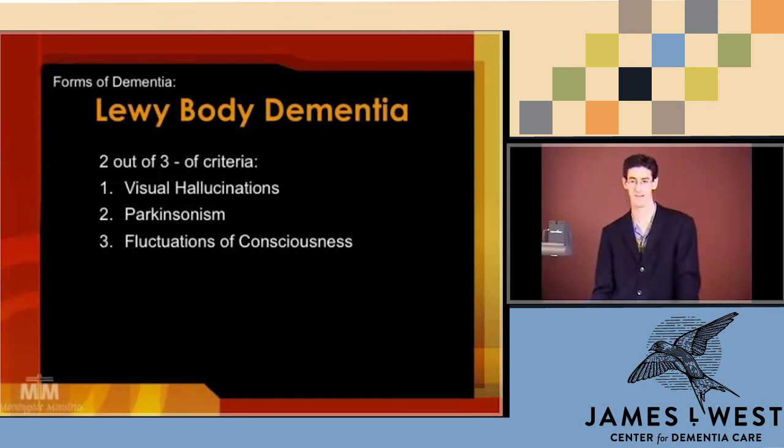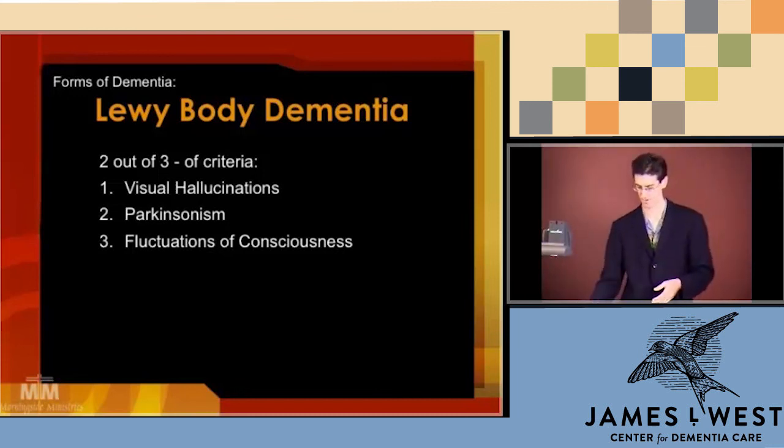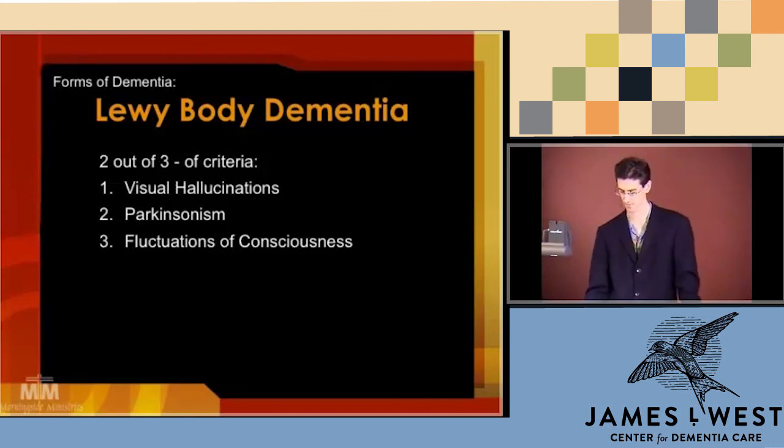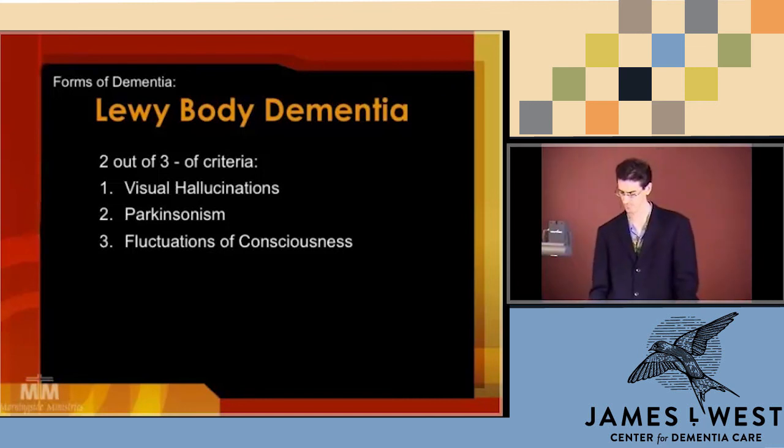And then if you compare these clinical criteria to pathology, where you're actually looking at the brain slices after the person has deceased, having 2 out of 3 of these criteria is about 80% sensitive and specific to pathology, which is a really big number for simple criteria like this. So that would be Lewy body dementia.